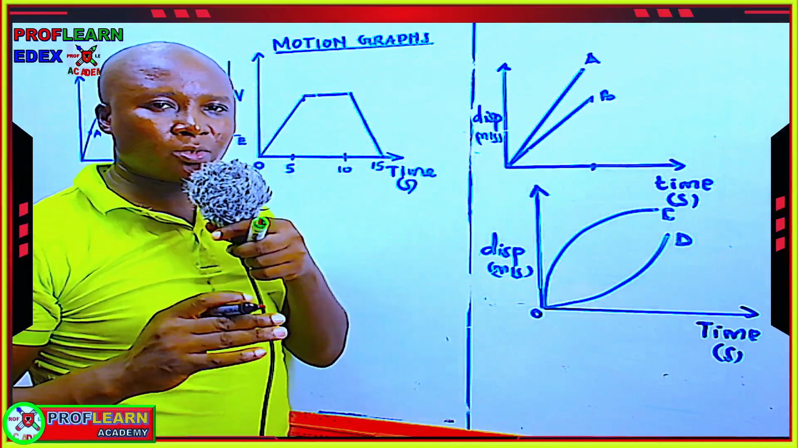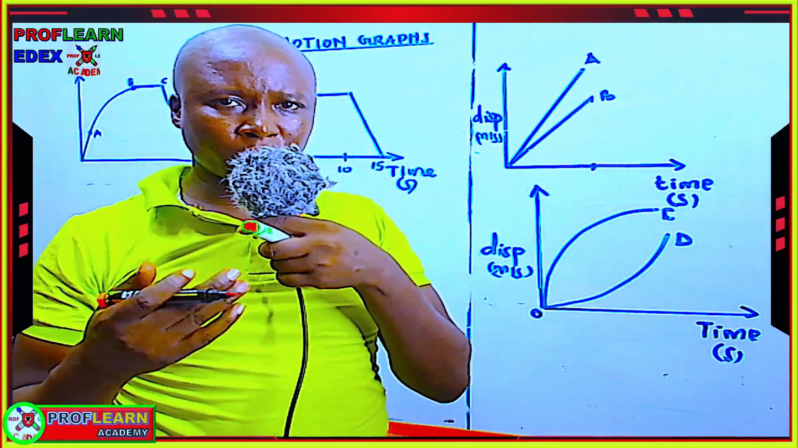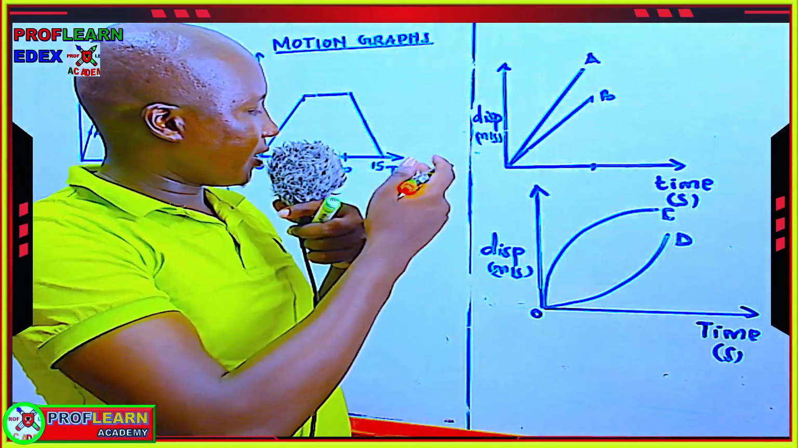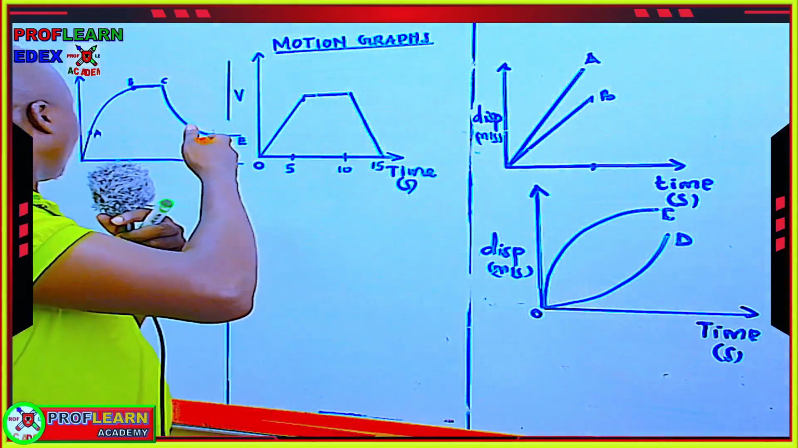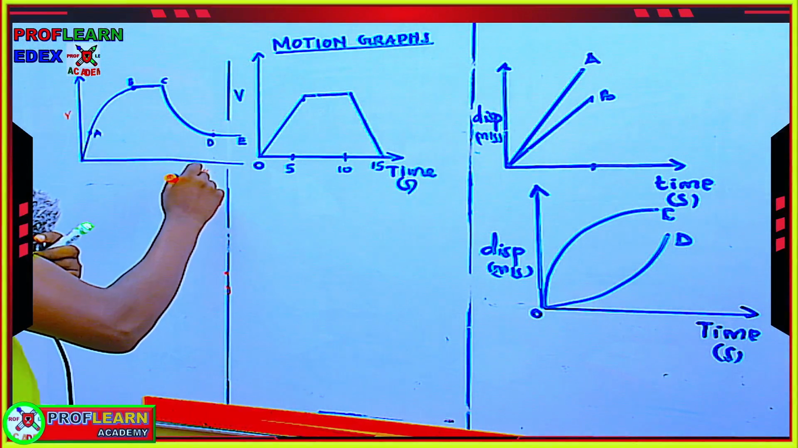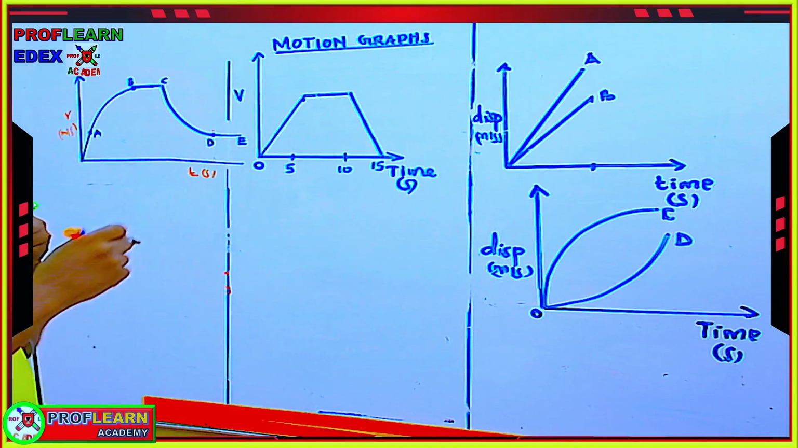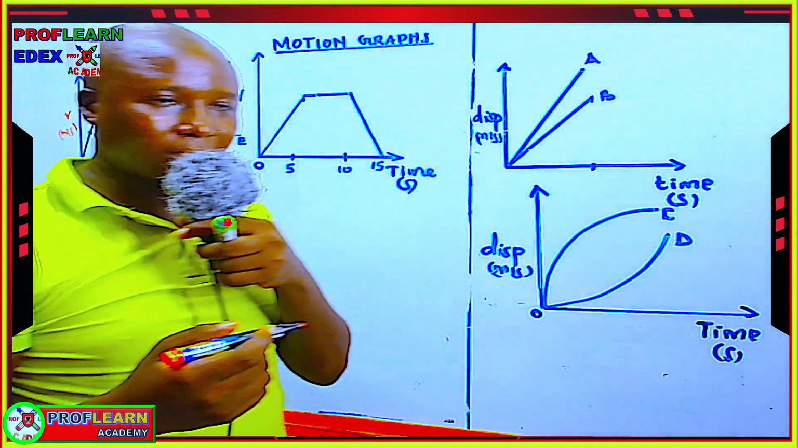In this particular video, we're going to have a discussion on being able to answer questions related to motion graphs. You can be given a displacement time graph, you can be given a velocity time graph, for instance, this one, and we have time here in seconds and velocity in meters per second, like that. So how do you answer such kind of question?